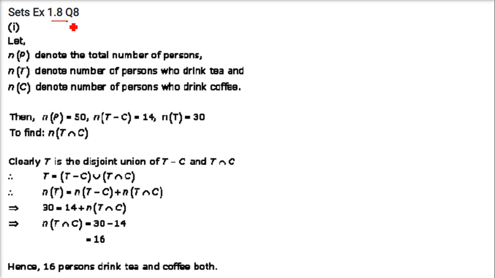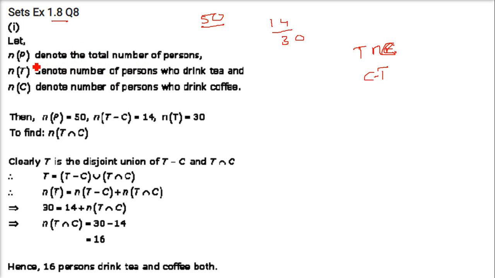The next one is 1.8, question 8. The question is saying that in a group of 50 persons, 14 drink tea but not coffee, and 30 drink tea. We have to find how many drink tea and coffee both, that is T intersection C, coffee. And how many drink coffee but not tea?